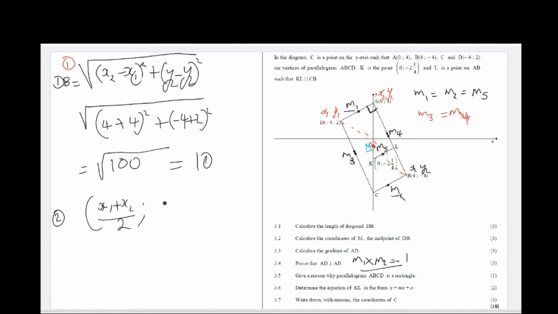Then you say x of d is negative 4, and then plus x of b, which is positive, so plus 4. So it's going to be negative 4 plus 4, divided by 2. And then that semicolon, and then for y of d it will be 2, and then plus y of b, which is negative 4. So what you do is 2 plus negative 4. And then, okay, let me calculate this. So it's negative 4 plus 4.